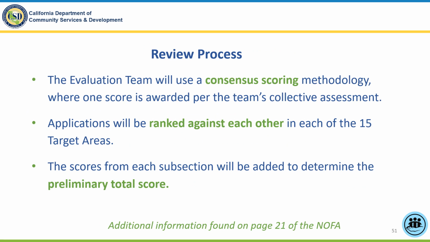The review process consists of an assessment by an evaluation team using consensus scoring methodology. Scores will be awarded based on the team's collective scoring assessment. Applicants must receive a final total score of at least 70 points to be placed into the rank order to be considered for funding. Applications proposing to serve a specific target area will only be ranked against other applications proposing to serve the same target area.